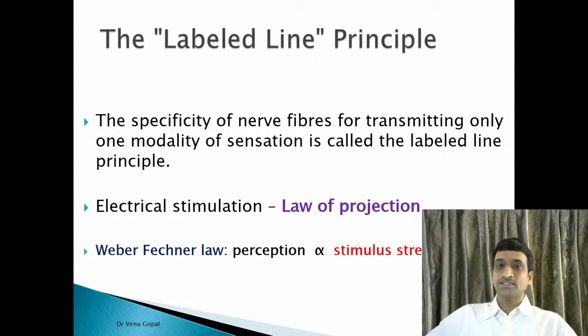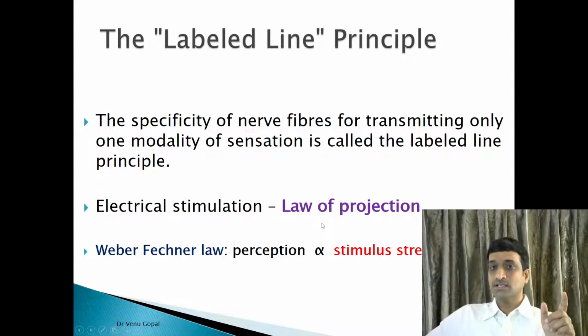Then one more point in the sensory system is labeled line principle. That means if a given tract or fiber is given in CNS in the sensory system, that will carry only one sensation, not the other sensations. For example, the DCML is carrying DCML sensation, not the pain and temperature. At the same time, anterolateral system or spinothalamic tract, which is carrying pain and temperature, will never carry any other sensation like touch and all. So, if you stimulate electrically by any other means, at any point of the pathway, that stimulation will cause the perception of the same experience, and that will be projected to the part of the body.